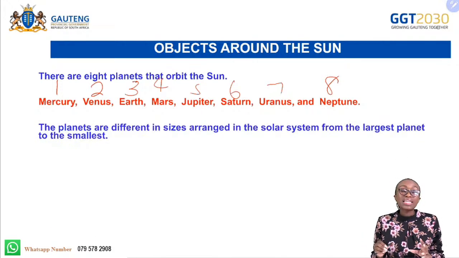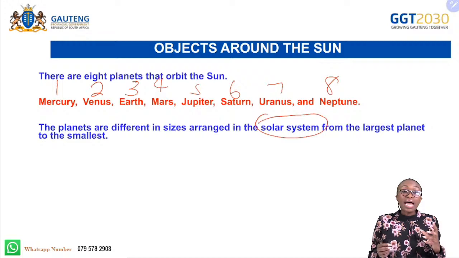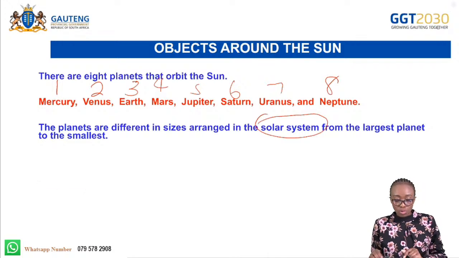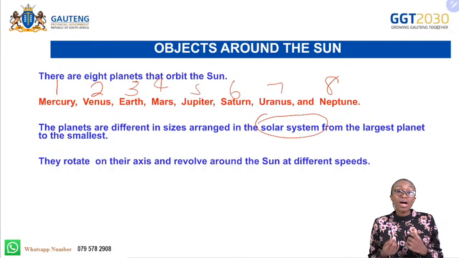So these planets are different sizes. They're not all the same size as you saw in the previous slide, in the illustration that I showed you. These planets of different sizes are arranged in the solar system from the largest planet to the smallest planet. They rotate on their axis and revolve around the sun.